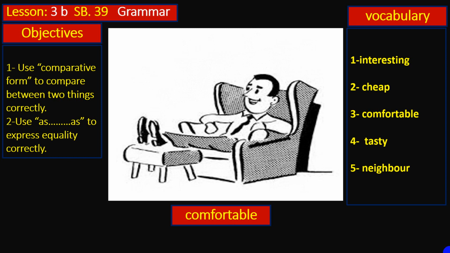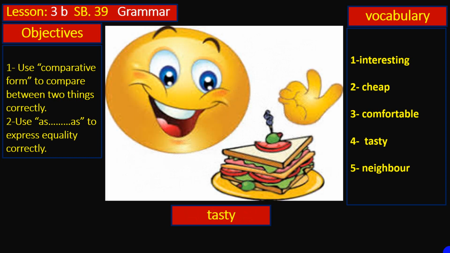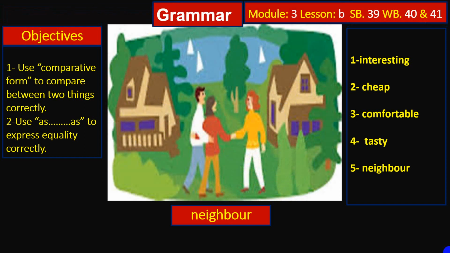Have a look at this man. He is relaxing and having a good time. So he is comfortable. Have a look at this picture. What does it mean? The food is tasty. So again, they are what? Adjectives. Interesting, cheap, comfortable, tasty. They are what? Adjectives. We use adjectives to describe the noun. That's right. Now let's continue.